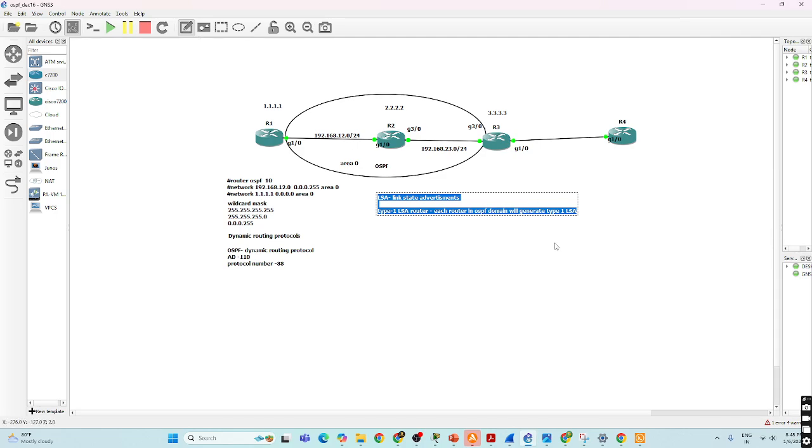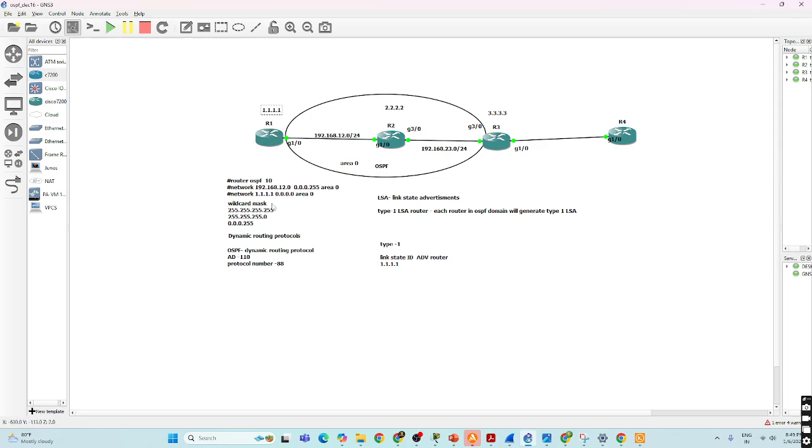What will you see in a type 1 LSA, the router LSA? You will see the route. Suppose 1.1.1 is the route, and who is generating this? R1 only. So here you will see two fields: link state ID, which means the route, and the advertising router, the ADV router. The advertising router is who is advertising this. R1 only, right? The advertising router means the router ID of the router.